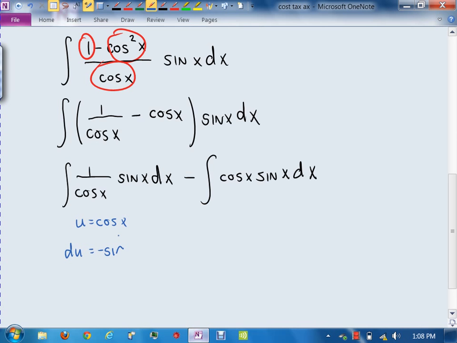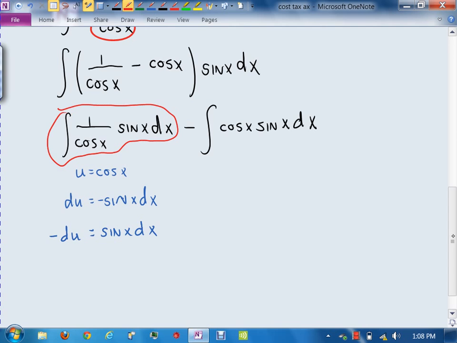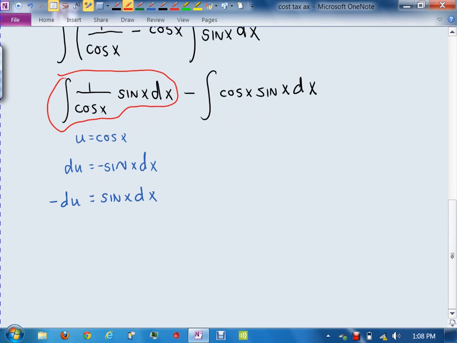Okay, back to this. So u is equal to cosine x, du is equal to negative sine x dx, right? And then I make my sign change there so that it matches. So how can I rewrite that first integral right here then? One over u, 1 over u du, negative du. So that becomes negative integral 1 over u du.